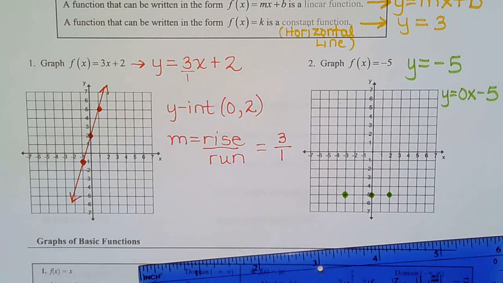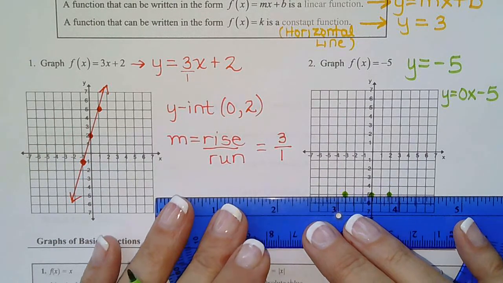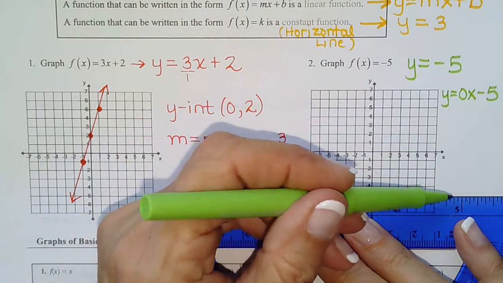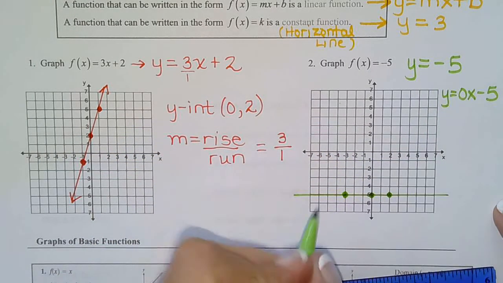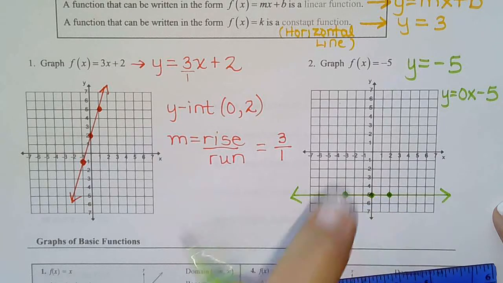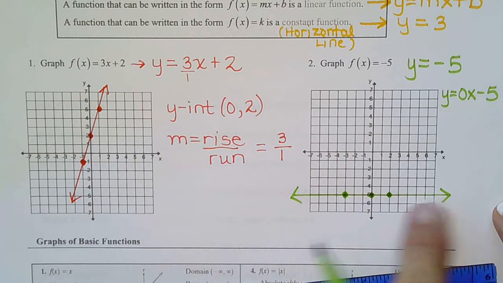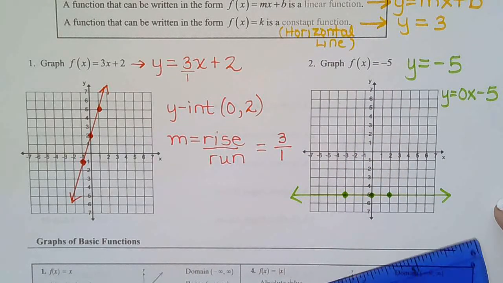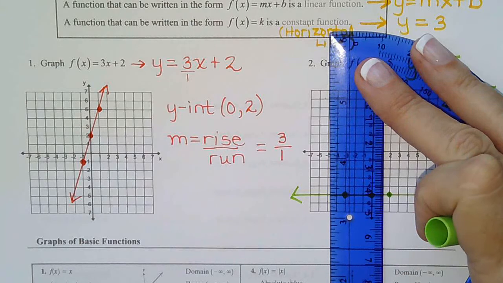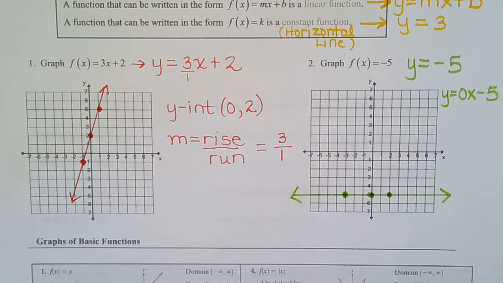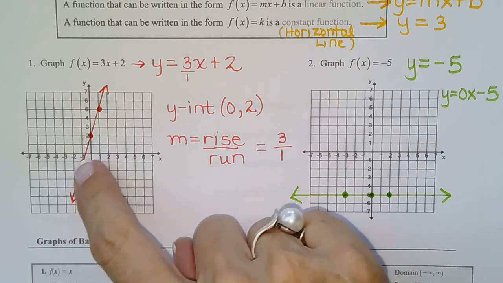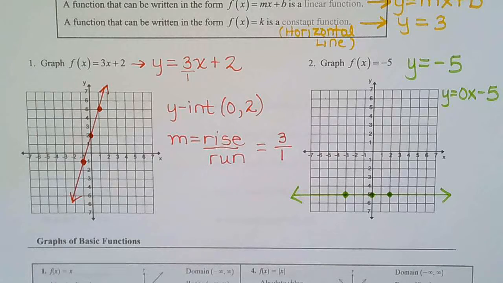Well, any point on that line works. So I just picked random points. And remember, I know it's horizontal because there's no x. There's only a y, which means it only passes through the y-axis, and that would make it horizontal. If it had been x equals -5, then it would have been a vertical line. Okay? But this is y equals -5. And there we have it. So 0 slope, slope 3/1.